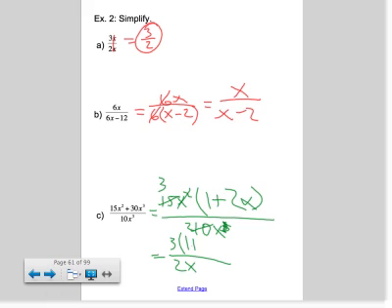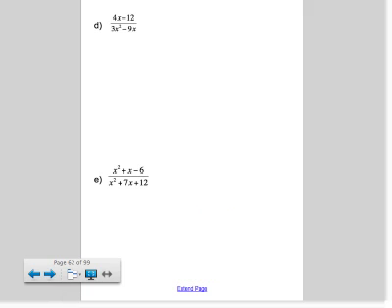And then I have 1 plus 2x kind of hanging out there by itself. Okay, and so that would be the simplified version here of this expression. So you'll see what we're doing is we're breaking things down and then simply canceling out what we can.